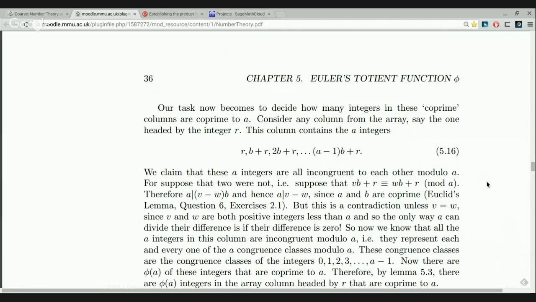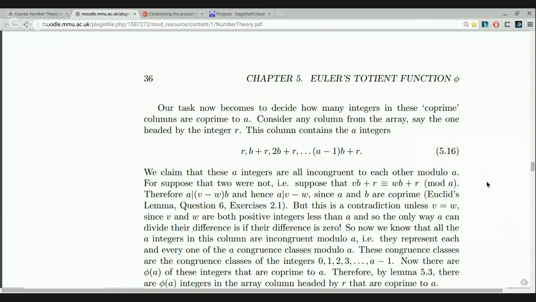The only way you can take two numbers, V and W, in this list of coefficients of B from 0 through to A minus 1, that differ by a multiple of A is when you take the same index, the same coefficient twice. But that can only happen when V is equal to W. That means you're talking about the same number, and obviously every number is congruent to itself modulo anything.